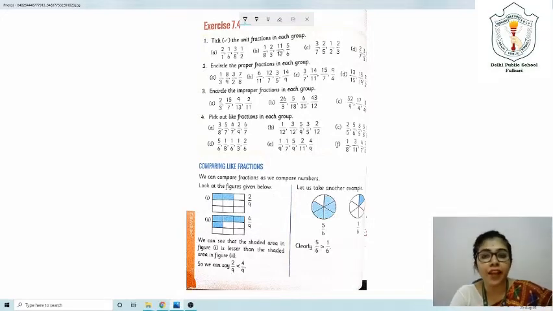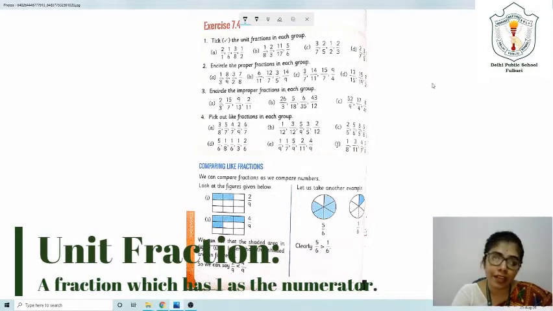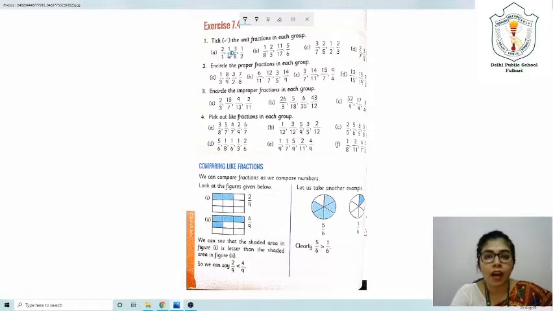Take the unit fraction in the age group. Now what did I tell you when I started the class? I had introduced you to some new terms for this fractions chapter, and I told you that a unit fraction is the fraction where 1 is the numerator. That means where you see 1 as the numerator, that is the unit fraction. See here A, there are a few fractions given: 1, 2, 3 and 4. Among these, we need to tick mark which are unit fractions.